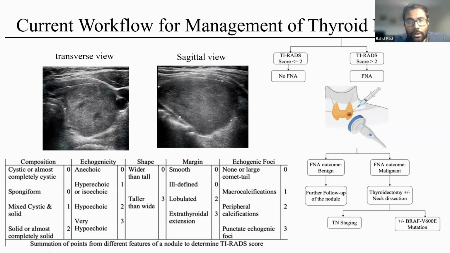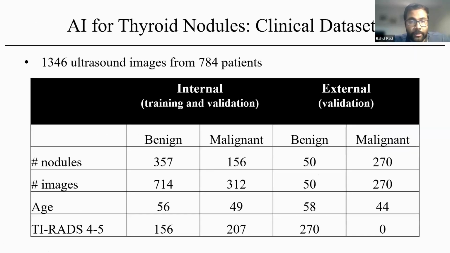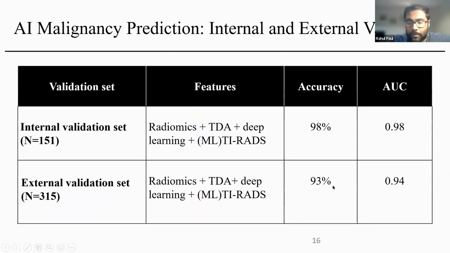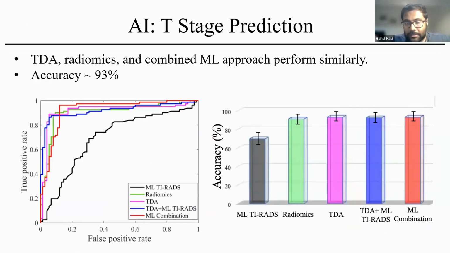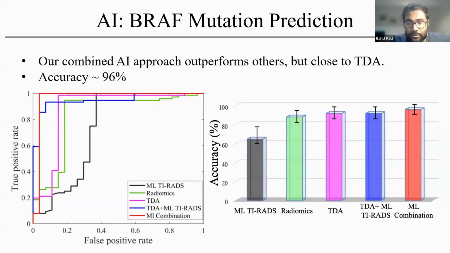Okay, sure. So we established a pipeline, and we had almost 1,400 patients, and we also validated our model on some outside databases, and you can see the outside database performance is quite good. After finishing the malignancy prediction, we moved to more clinical staging of the cancer, like T stage. The predictions are quite good for T stage and extracapsular extension, as well as BRAF mutation, which is a common mutation for papillary thyroid carcinoma.